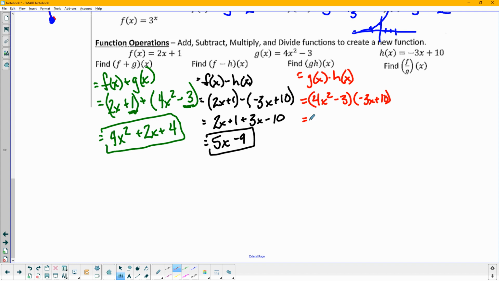So 4 times negative 3 is negative 12. X squared times x is x to the third. 4x squared times 10 is 40x squared. Negative 3 times negative 3x is positive 9x. And negative 3 times 10 is negative 30. The interesting part about foiling this one is that I don't have any like terms. That is my answer.